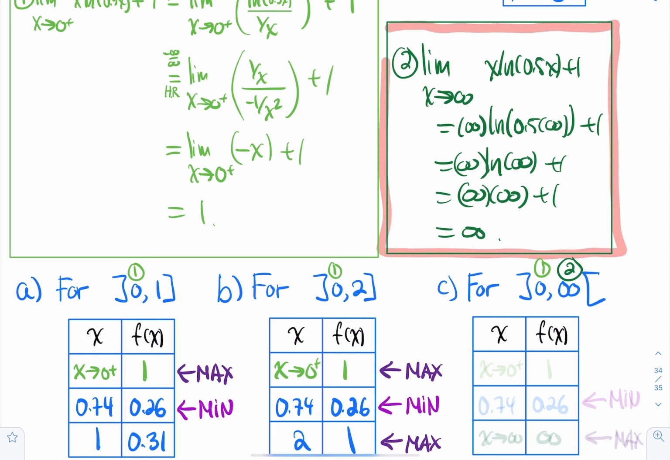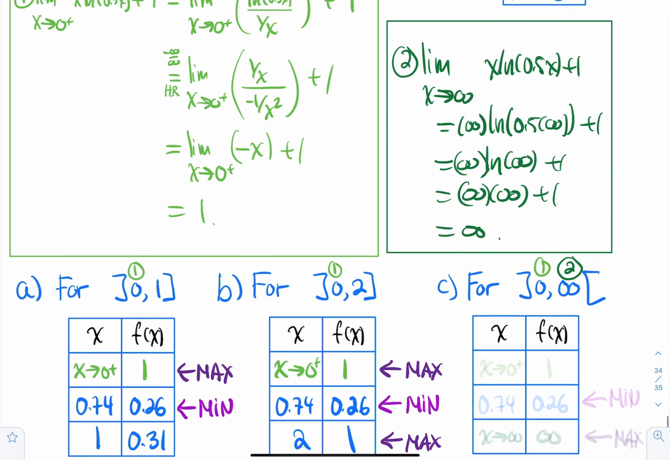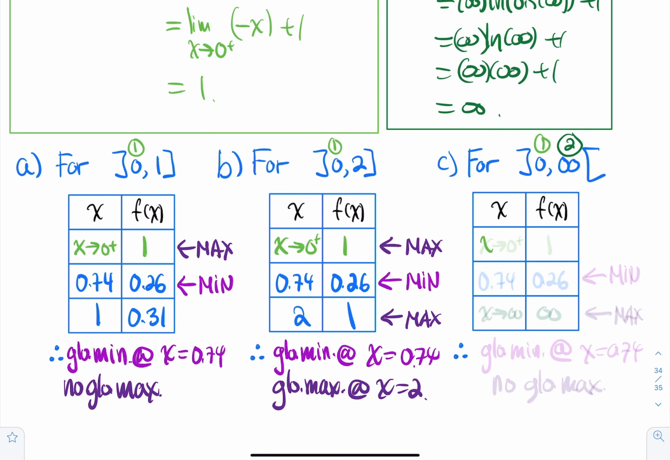So how do you set up your table with these 2 open endpoints? So the first one, it's the same thing here, x approaches 0 plus. And then we know this is giving me 1. Then our critical point, 0.74, still giving me 0.26. And now our brand new limit, going to infinity, is giving us infinity. So when you're looking for a biggest value here, of course, nothing beats infinity. So we have a maximum. And for the lowest possible value, well, we still have that good old critical point to count on. So here we have a min right here.